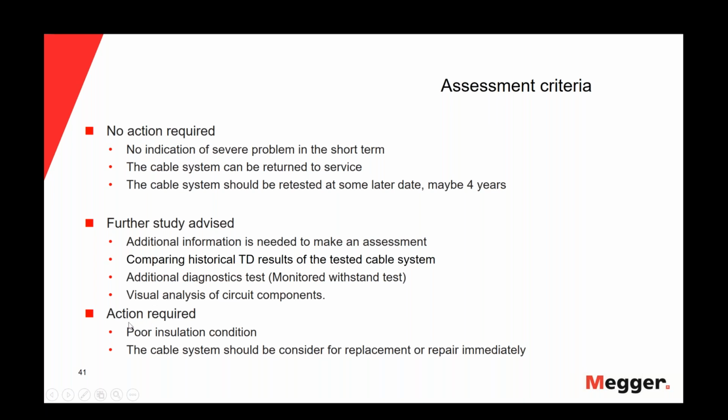The last one is action required. If the assessment criterion is action required, it means that we have a really poor insulation condition and the cable system should be considered for replacement or repair immediately.